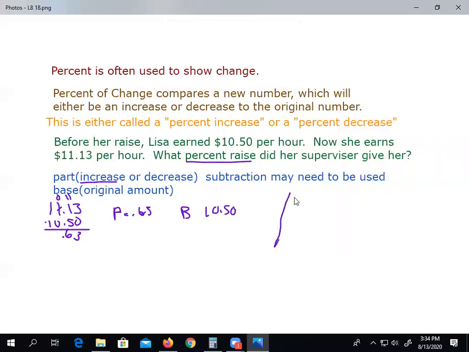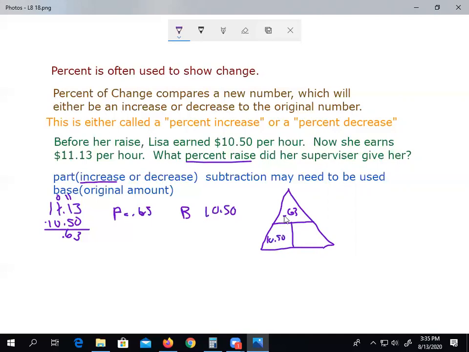So again, to do this problem, I can again use my triangle. The base, the part was 63 cents. I'm sorry. Let me try that again. Getting a little too sloppy. Okay. So let's draw a better triangle there. Need something bigger. Something that can hold a bigger number. So the 0.63 would go here. That's our part. The base is the 10.50.